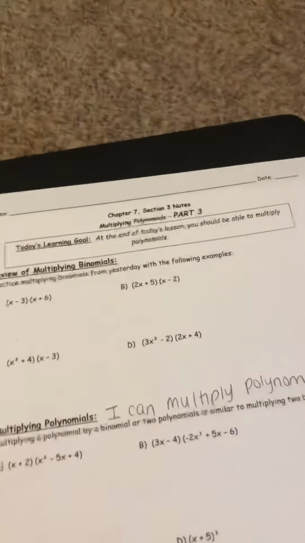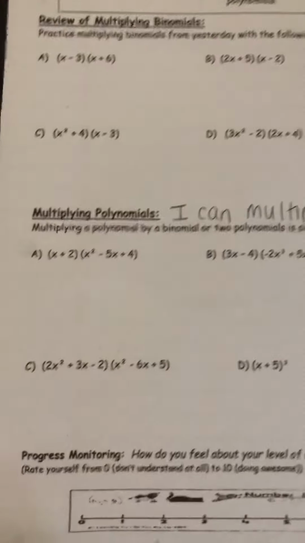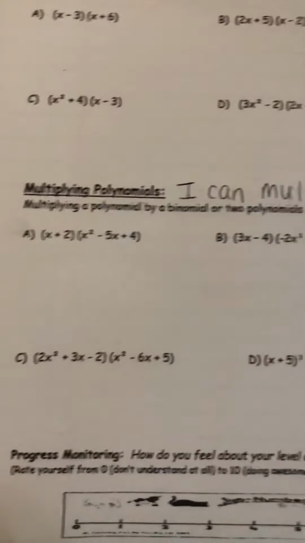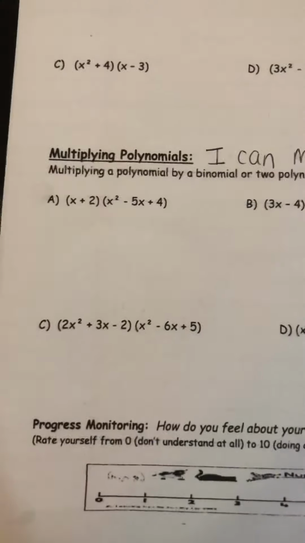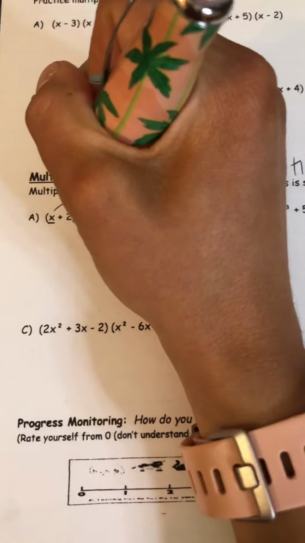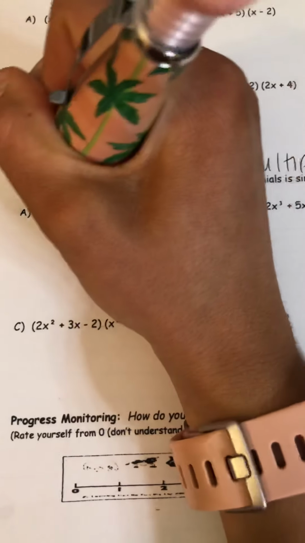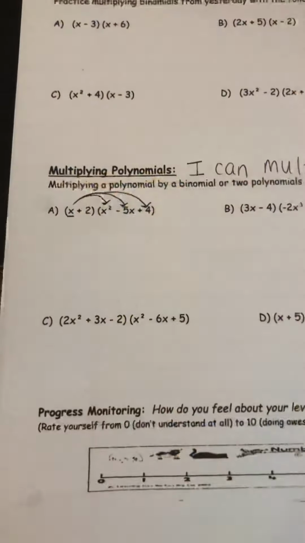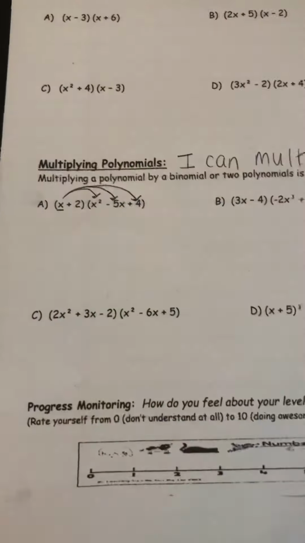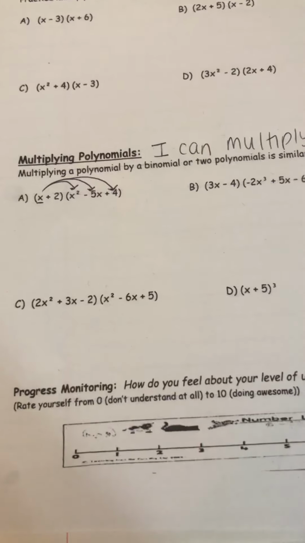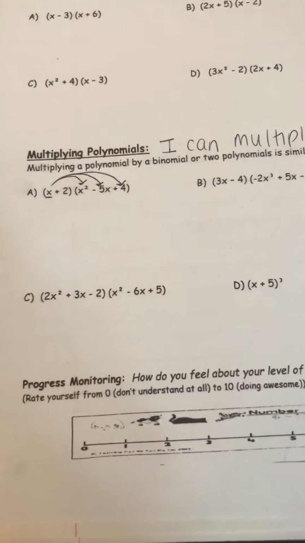Looking at letter A, I have x plus 2 times the quantity x squared minus 5x plus 4. Okay. Now I have my first term in my first set of parentheses, which is x. And that is going to distribute to every single term, just like when we foiled. Okay, so if you want to draw the arrows first, like I did, you can. I just prefer to do that so I know that I'm distributing everything right away. And then I like to break it down.